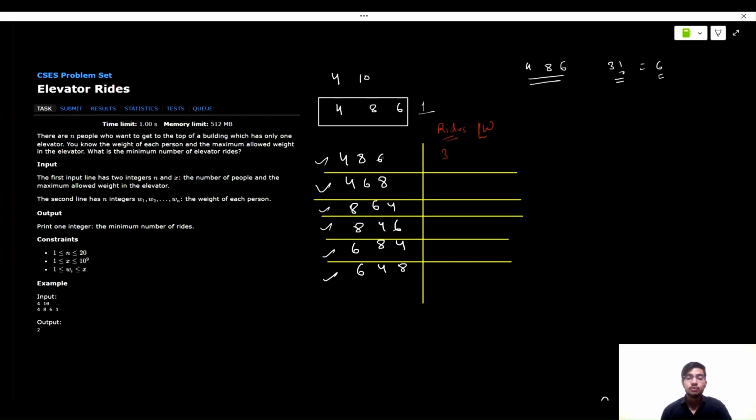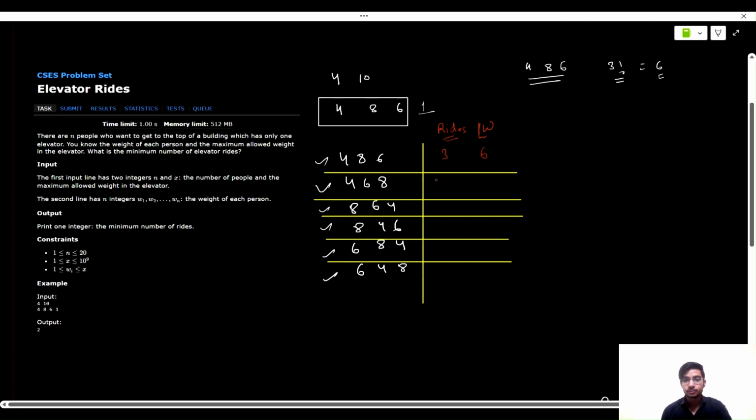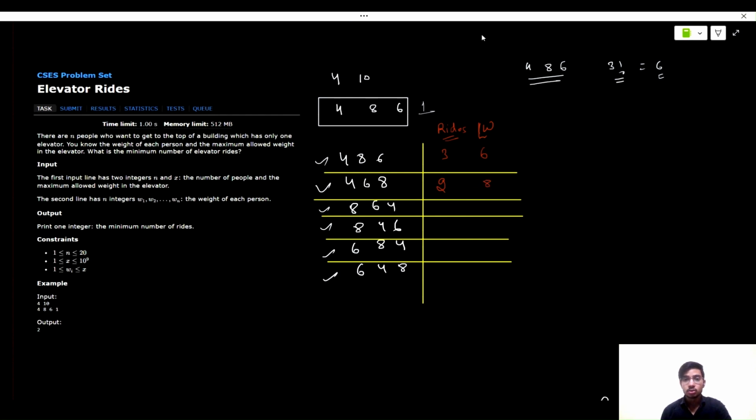In this case, the last weight is 6. And for this, the number of rides would be 2, and the last weight is 8, because you can process these two people simultaneously, and you have to make another ride for 8. For this, you have to make two rides, and the last weight would be 6. For this, you have to make two rides, the last weight is 10. You have to make three rides, the last weight is 4. You have to make two rides, the last weight is 8, right?